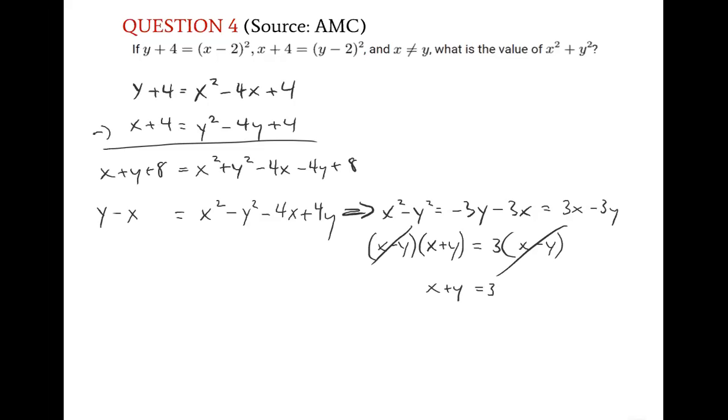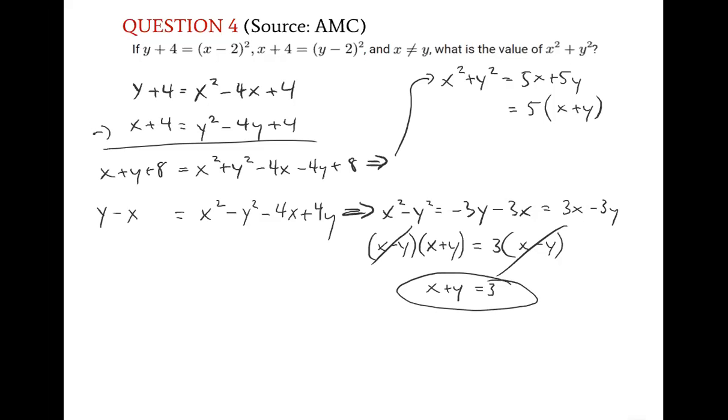And then we can work with this equation. And we're going to rearrange some stuff again. Actually, I'm going to write it here. So x squared plus y squared is equal to 5y plus 5x. And that you can take out the 5 to get 5 times x plus y. And since we already know what x plus y is, we just have to substitute it in to get our answer of 15. So x squared plus y squared is equal to 15.